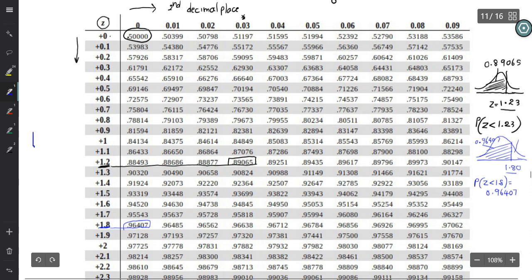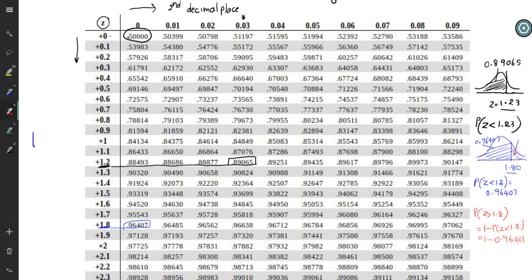Now what if you want this other right tail? What if you want this greater than side? What is the probability Z greater than 1.8? How do you find that? You use the complement. This is same as 1 minus probability Z less than 1.8. So you know the probability Z less than 1.8. So you get 1 minus 0.96407. So that is how you find both the left tail and the right tail probability.